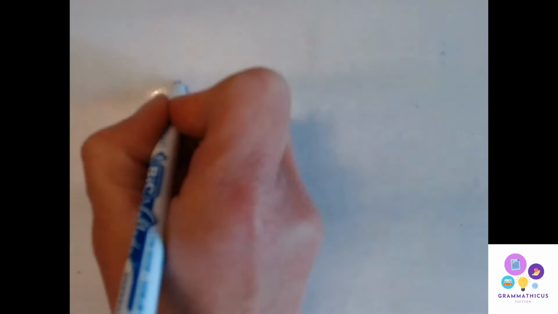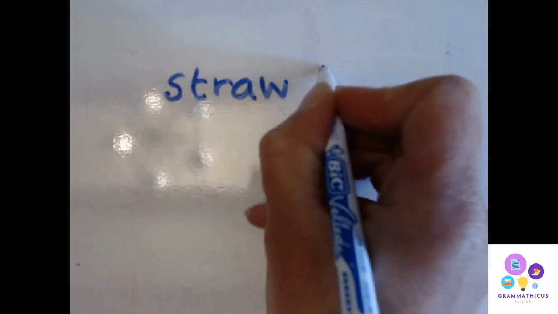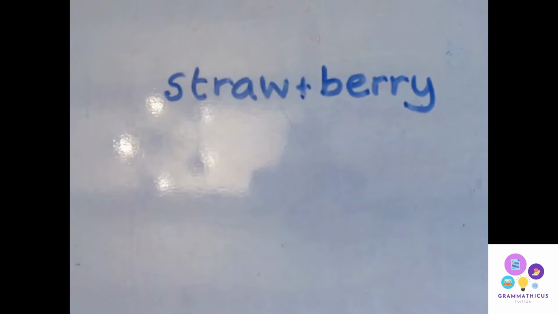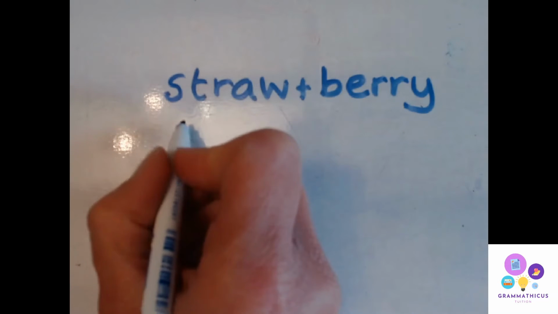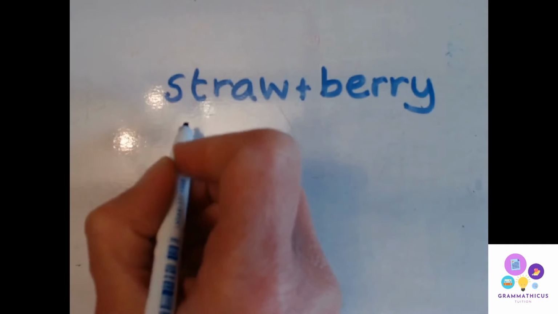Now, a straightforward example of a compound word would be straw and berry. If we put those two words together, they make the word strawberry. That's a nice, straightforward compound word to spot. Now, unfortunately, in the exam, they're not all that straightforward. So let's have a little look at some of the cunning things that they do to hide compound words and make them harder to find.